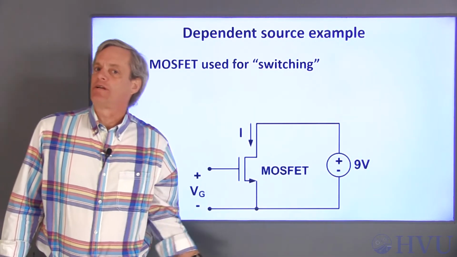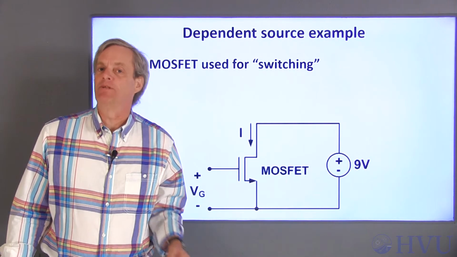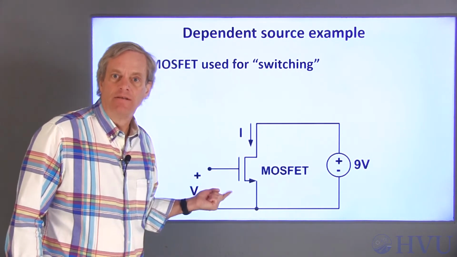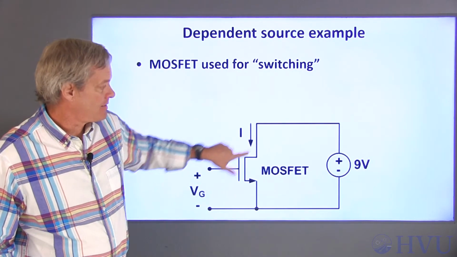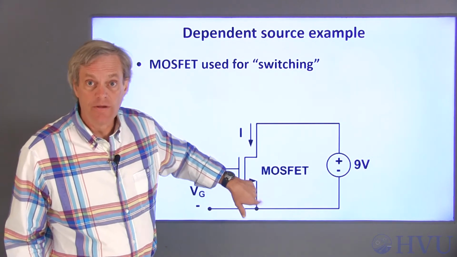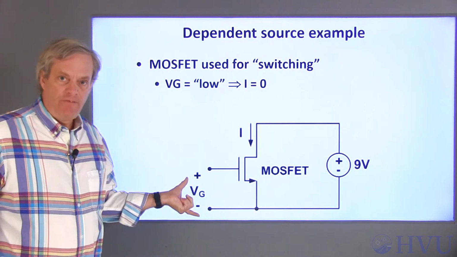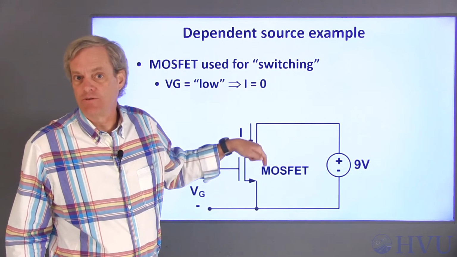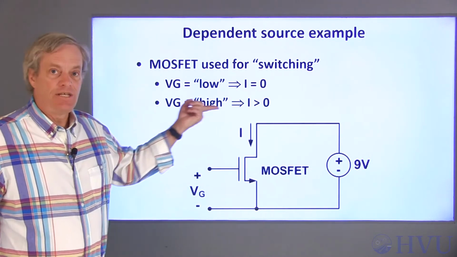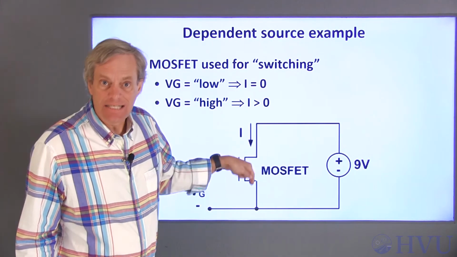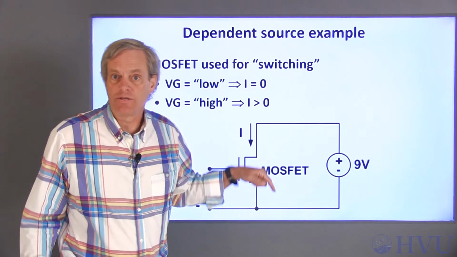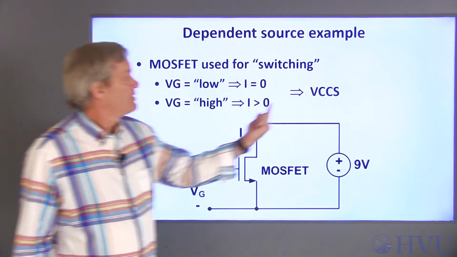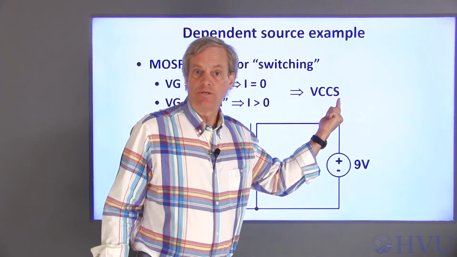Finally, let's take a look at a circuit that uses a MOSFET to implement a dependent source. This is the circuit symbol for a MOSFET. It has three terminals: a gate, a drain, and a source. When the gate voltage, VG, is low, the MOSFET does not allow current to flow from the drain to the source. If VG is high, the MOSFET does allow current to flow from the drain to the source. Current through the MOSFET is being controlled by a voltage, so this is a voltage-controlled current source.